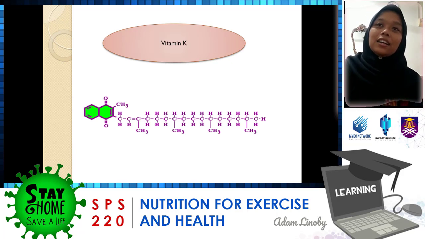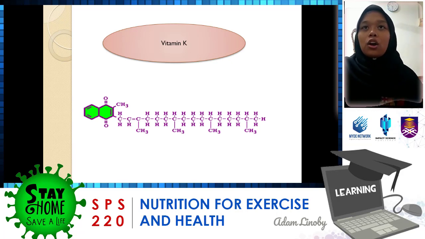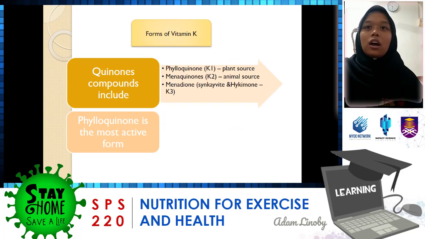Okay, next is vitamin K. Vitamin K has compounds divided into quinones, which have 3 points. First is phylloquinone K1, the plant source. Second is menaquinone K2, the animal source. Third is menadione, K3. Okay, next is phylloquinone is the most active form.